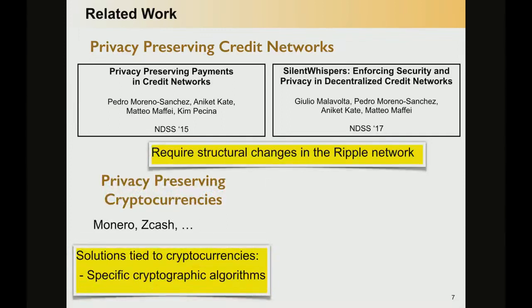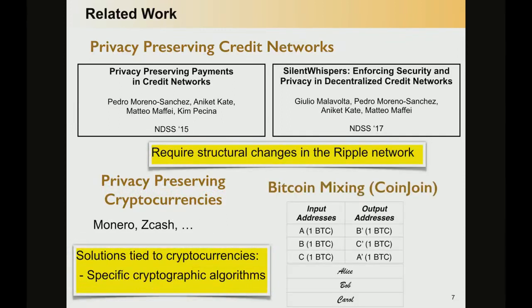So the most promising approach in terms of compatibility is Bitcoin mixing in terms of CoinJoin. The idea is that we have a transaction with several senders and several receivers, and only when all the senders accept the transaction, the coins are atomically sent from the senders to the receivers. In that manner, we cannot figure out which input address paid which output address in this transaction.